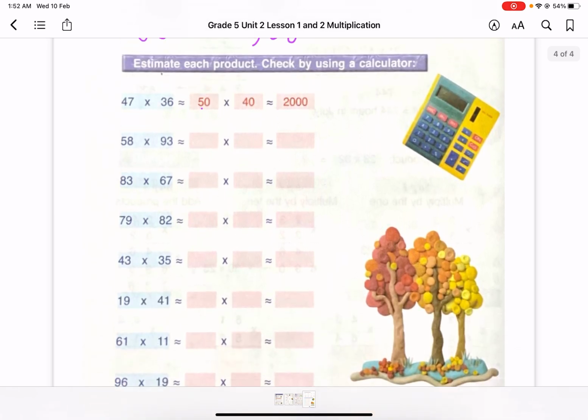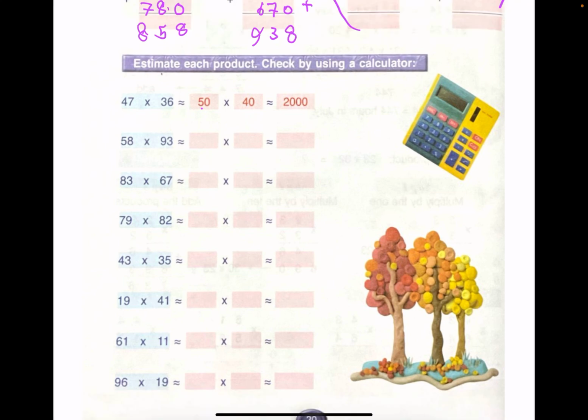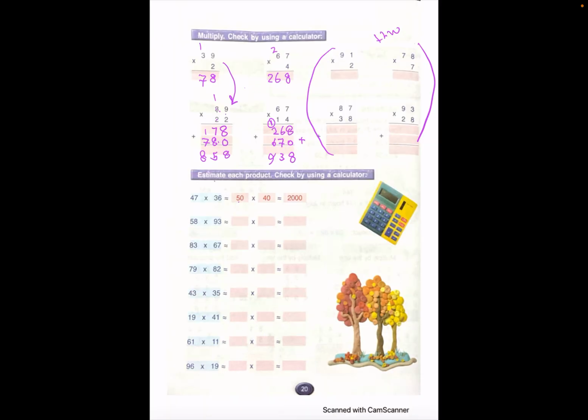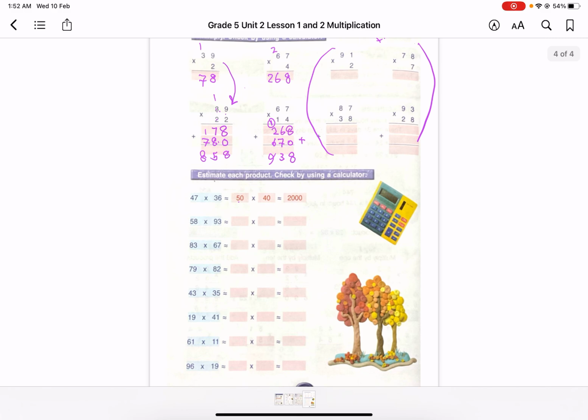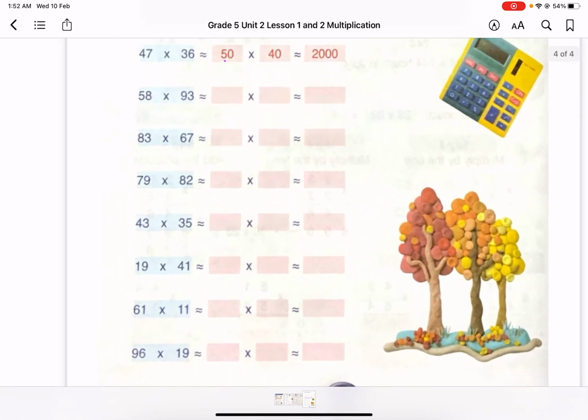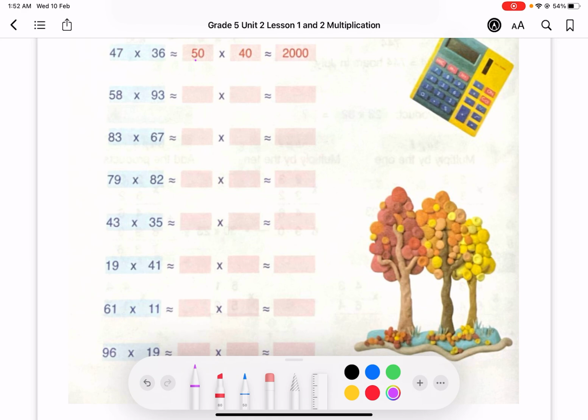Here they said estimate each product. Check by using a calculator. No need to use a calculator, only estimate. You go to the 47, underline the 4, circle the 7. The 7 will give the 4 1, it becomes 50. Underline the 3, circle the 6. The 6 will give the 3 1, so it will become 40. So the estimation will be 50 by 40, 2 zeros, or 5 by 4, 20.